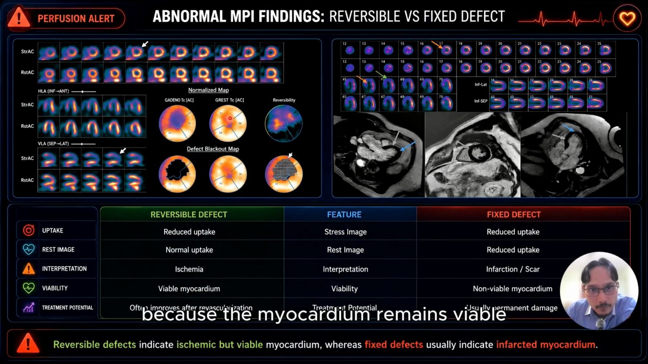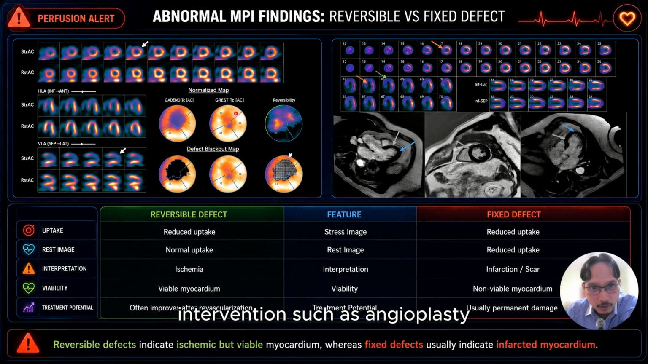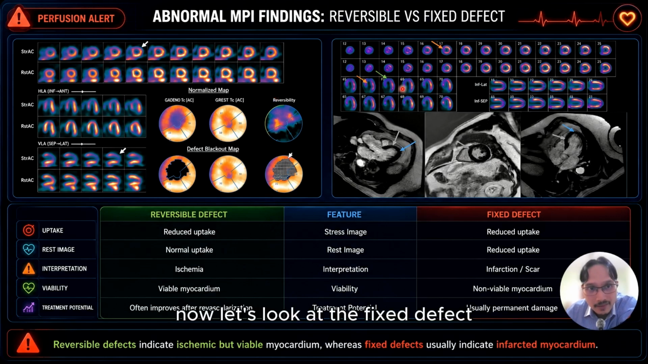Because the myocardium remains viable, patients with reversible defects may benefit from intervention such as angioplasty, stenting, or coronary artery bypass surgery. Now, let's look at the fixed defect.